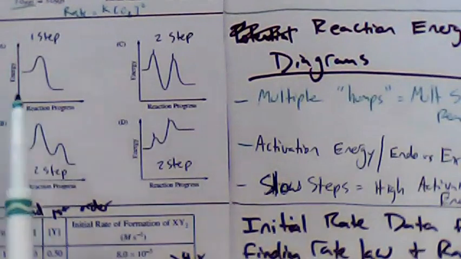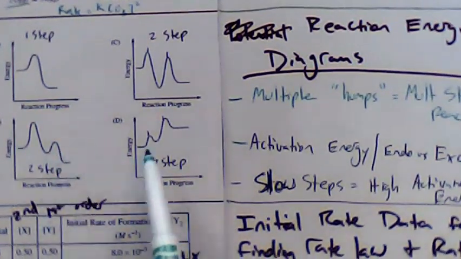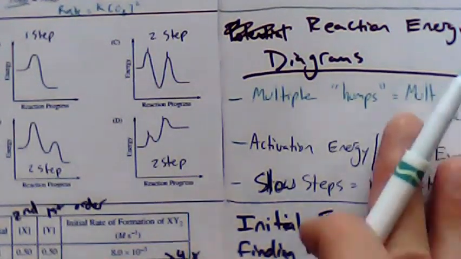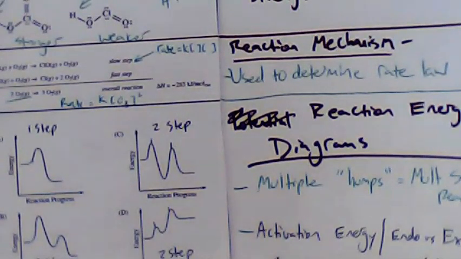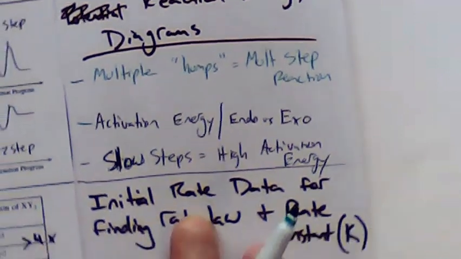Again, you could find activation energy. Is it endo or exo? Each of these humps represents how many steps are happening. So this one here would have 2 steps. It would probably be a slower first step and then a fast second step. The slower steps have high activation energies, and fast steps have lower activation energies.